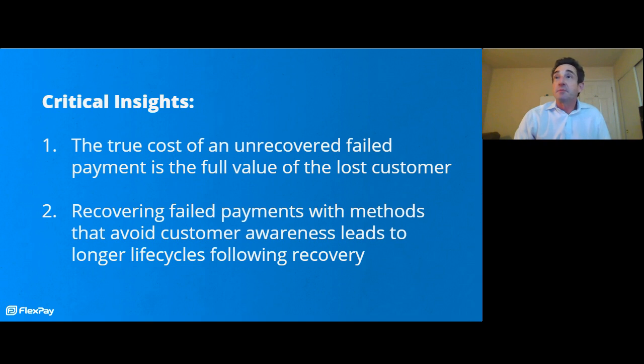So the two critical insights I really want you to walk away with today are, one, and these are so important, the true cost of an unrecovered failed payment is not just 1 month of lost revenue, but because the failed payment causes churn, the full cost of a failed payment is all the future payments that customer would have made. So the full value of the lost customer, that's number one. And number two, the failed payment recovery methods that can avoid customer awareness or customer involvement in the recovery process will lead to longer life cycles and higher customer value or lifetime value following recovery because they're not creating that indirect churn. Really two important concepts I hope you understand and are clear to you.